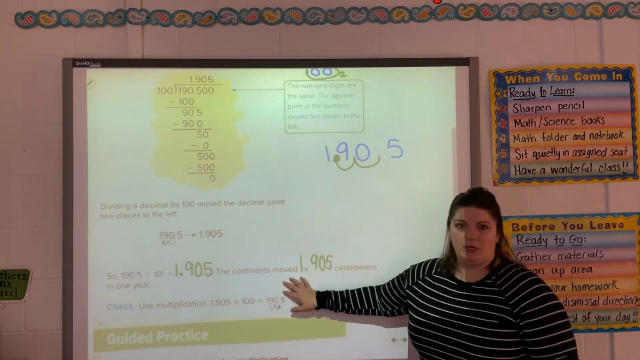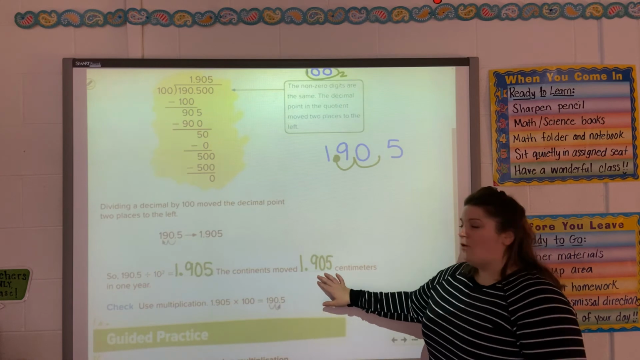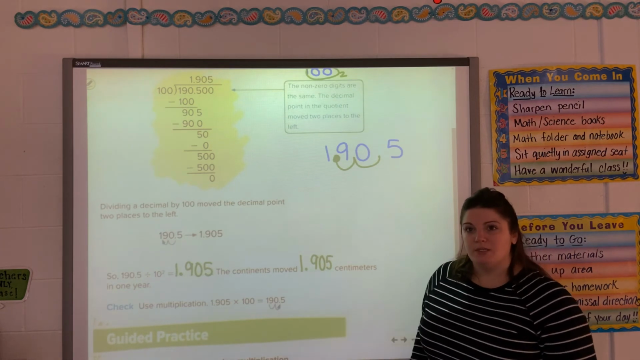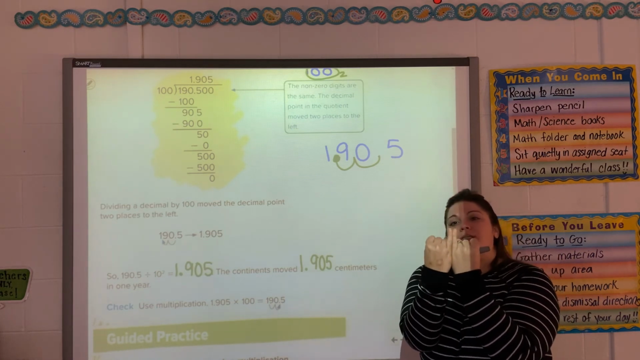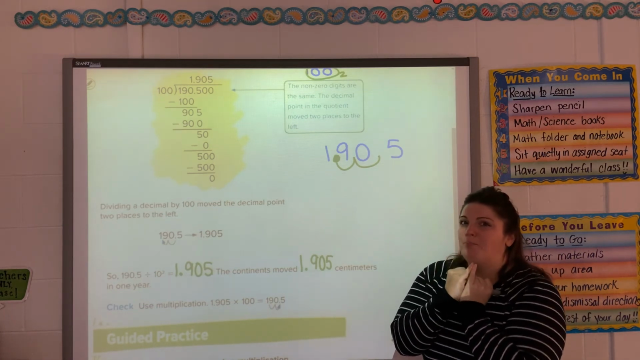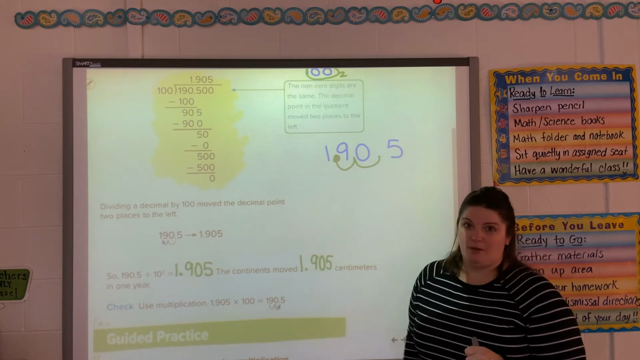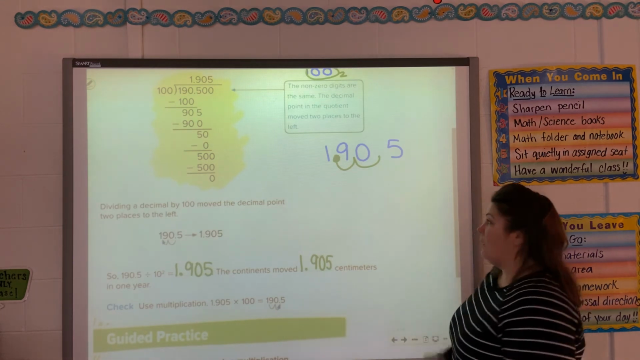Okay, that doesn't sound like too much, right? 1.905 centimeters is about 2 centimeters. 2 centimeters is about 2 of your pinkies next to each other. So in the big idea, in 1 year, it's really not moving that much. But it's still pretty cool to know.